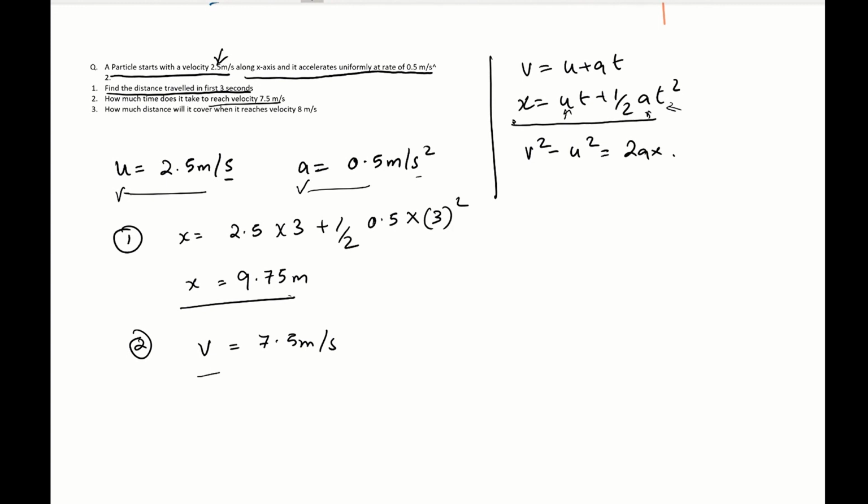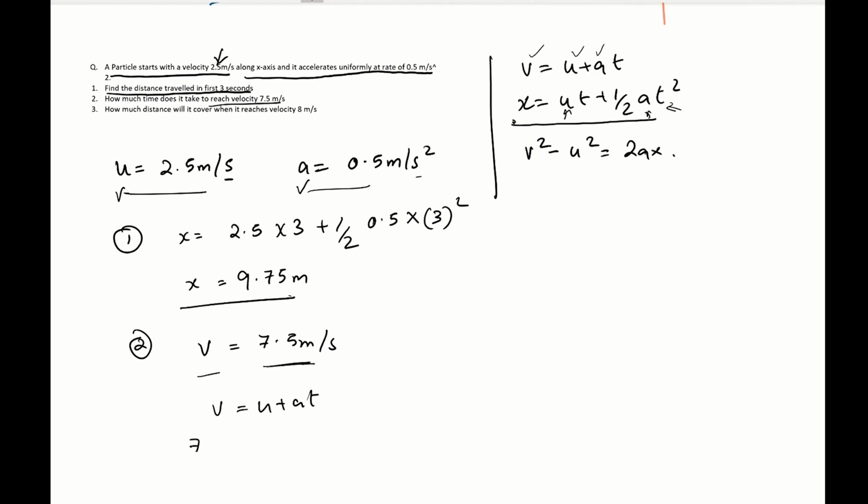Tell me what is the time it would take to reach this much velocity. So you have the only equation which uses the initial velocity, the final velocity, and the acceleration, and that is the first one, right? So we're going to use that equation: v is equal to u plus at.